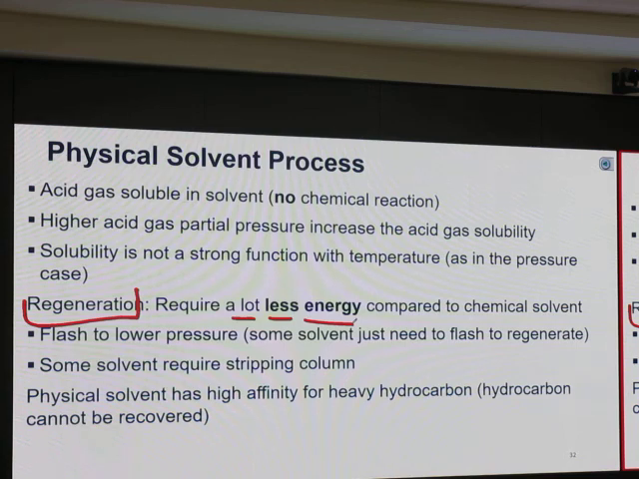Regeneration, Mr. Fong, what is the regeneration process? What is it?